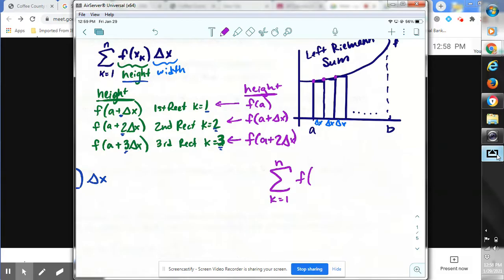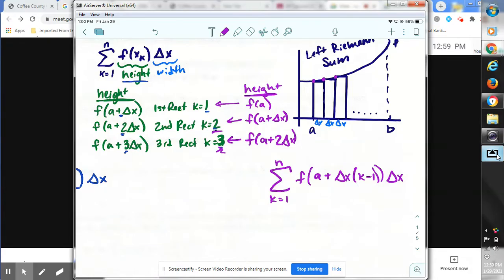So that's going to need to be f of a plus delta x times k minus 1 for our height. And then our width is still delta x. So when I put in 1, I get 0 delta x. When I put in 2, I get 1 delta x. When I put in 3, I get 2 delta x. That's what we need.